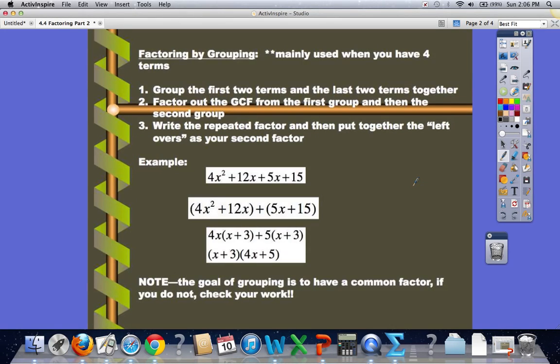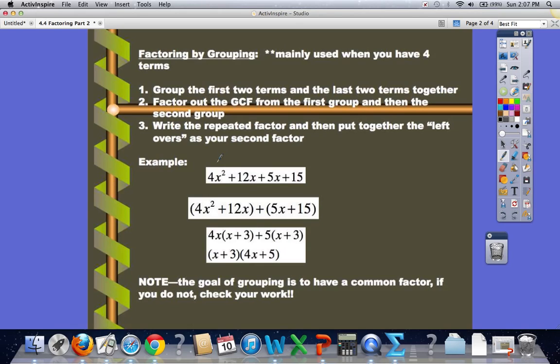Alright, so when we're factoring by grouping, this is mainly used when you have 4 terms. You wouldn't want to do it if you have just a plain old trinomial or a binomial. You'll use it when you have 4 terms or more. You're going to group the first 2 terms together, then the last 2 terms together. You factor out the GCF from the first group, and then factor out the GCF from the second group. You write the repeated factor in one group and then put together the leftovers as your second factor. Let me show you what I mean.